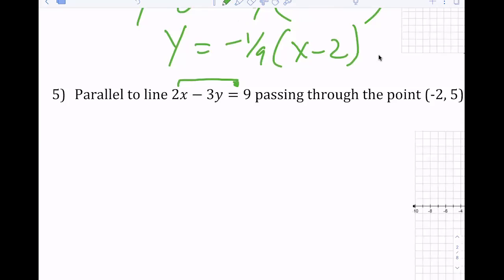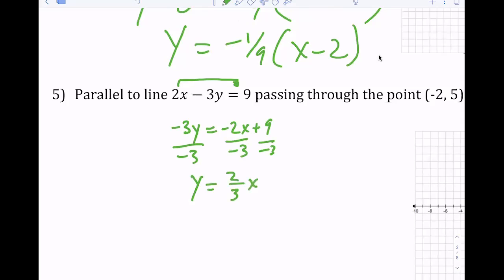I'm going to move the 2x. So now when you move it, it becomes what? Negative. So -3y equals -2x plus 9. Now what? Then you divide by -3. Dividing by -3, dividing by -3. So y equals, tell me, 2/3 x minus 3, or do I care about the -3 really?